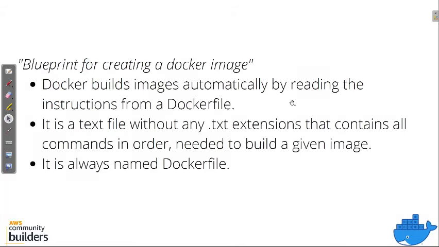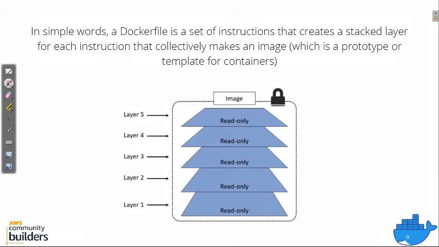Let's see the image. You can see how this image is becoming. An image is like a read-only layer. This is one layer, first layer, second layer, layer on layer. It is a layered structure. In simple words, we can say a Dockerfile is a set of instructions that creates a stacked layer. See, this is what it is, a kind of stacked structure, right? Each instruction collectively makes an image.